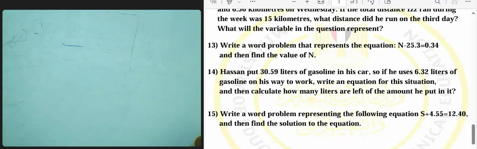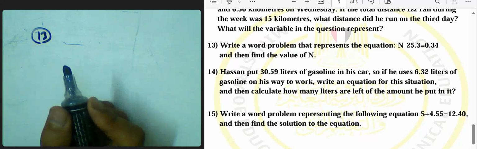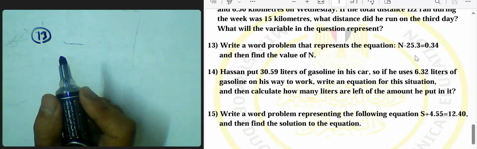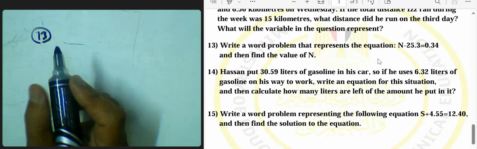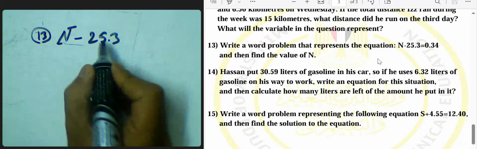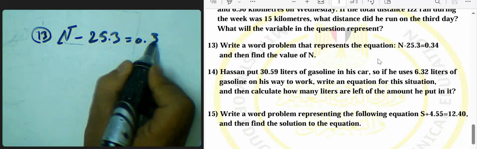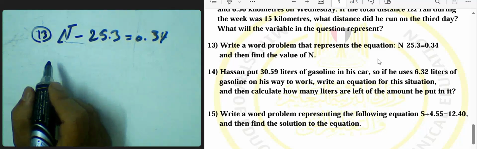That was question 12. Let's see the next question, 13. Write a word problem that represents the equation n minus 25.3 equals a number. Fine, write here a word problem for the equation n subtract 25 and 3 tenths equals 0.34. How can we write it? Like the example above.